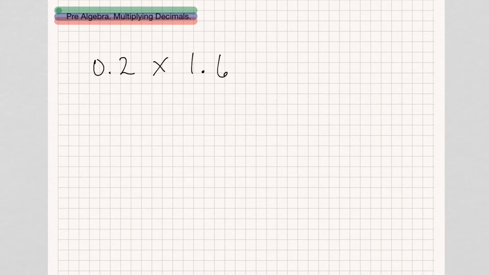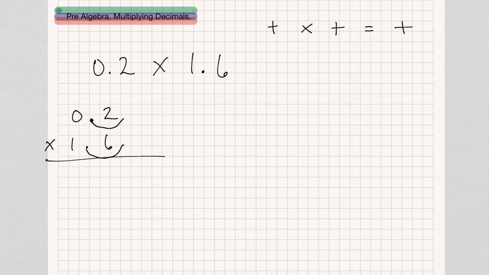Okay, so for our new problem, we have 0.2 times 1.6. We see that we have a positive times a positive, so our answer is going to be positive. What we want to do is write it out. So you have 0.2 times 1.6, taking these decimals out and then putting them back in later. So 1, 2. I took them out 2 places.